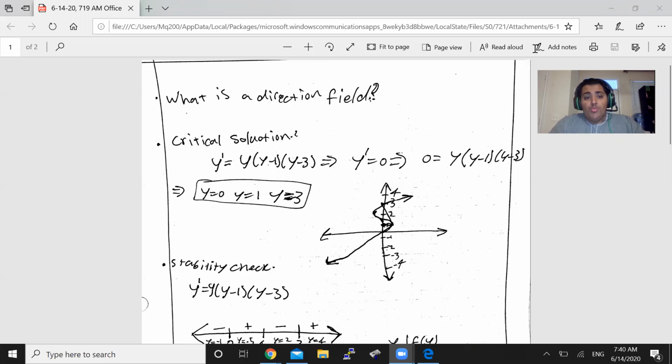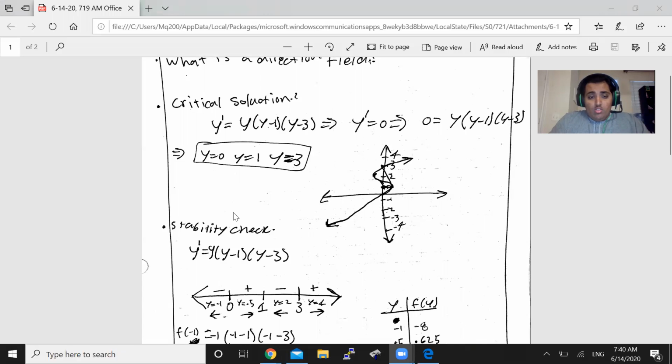Now we move on to critical solutions and how we find them. The critical solution is just setting y prime to 0. We already know what y prime is, at least for this equation. It's y times (y minus 1) times (y minus 3). We set that to 0 and we get these solutions.